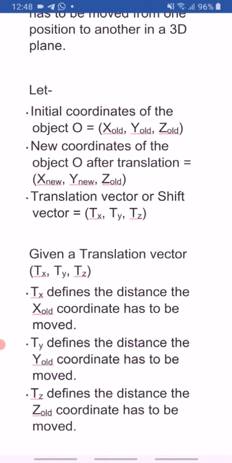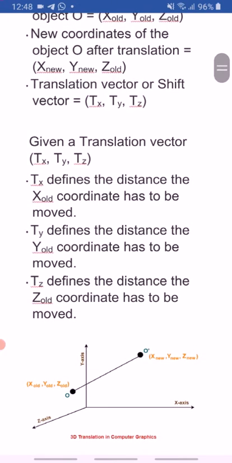Given a translation vector tx, ty, tz, tx defines the distance from the old x point to the new x point. Then ty defines the distance from y old to y new points. Then tz defines the distance from z old to z new.